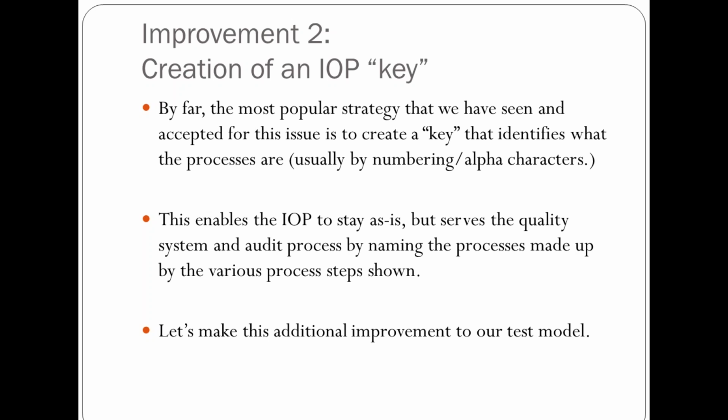Now, there's a number of ways that this can be done. You can use numbers, you can use alpha characters. For purposes of our demonstration today, we're going to use colors. And again, this enables your IOP to stay as is, but it serves the quality system and the audit process by naming the processes that are made up by the various process steps. So let's apply that improvement now.